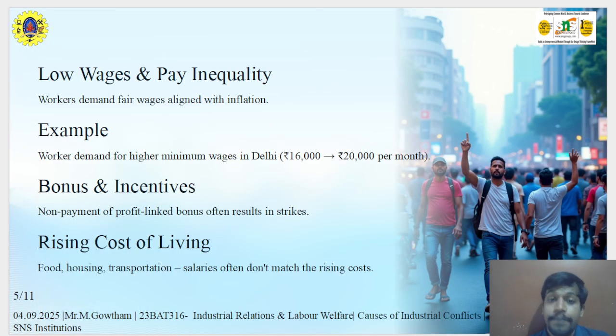Low wages and pay inequality. Workers demand monetary benefits like wages, and during inflation periods they also suffer from low wages. For example, workers demand a higher minimum wage in Delhi, from 16,000 to 20,000 per month. Bonus and incentives, how much percentage you provide the workers, non-payment or profit-linked systems, lead to strikes. The rising cost of living, like food, housing and transportation, salaries often don't match with rising costs. These are just the minimum reasons for it.